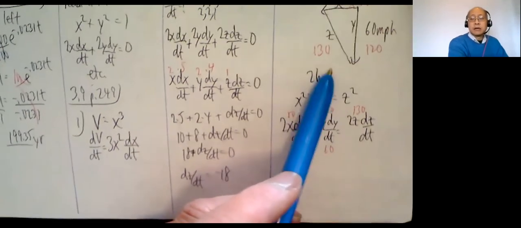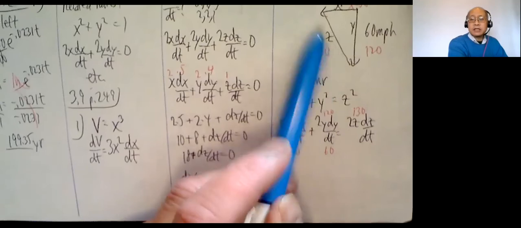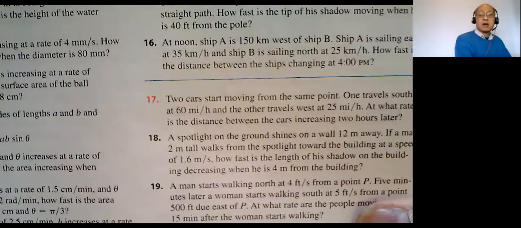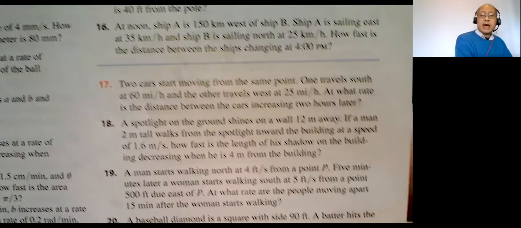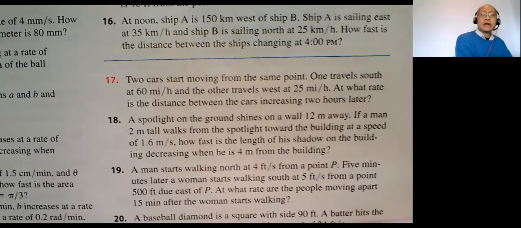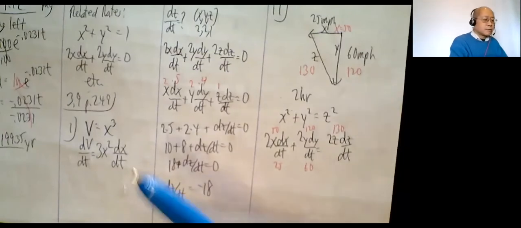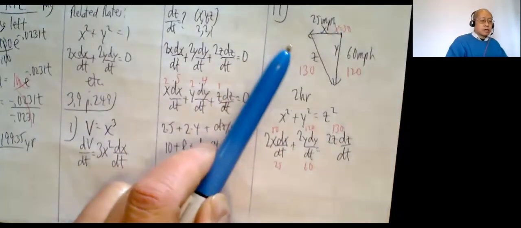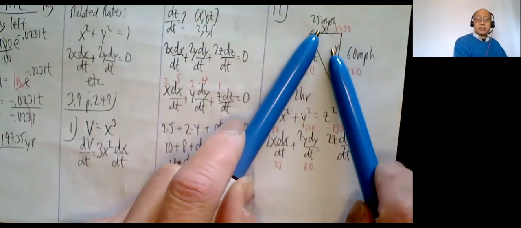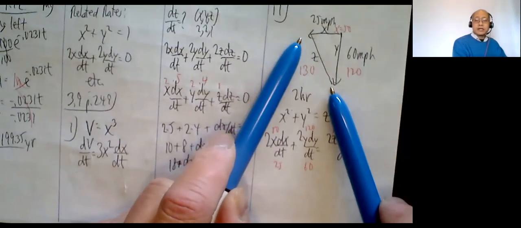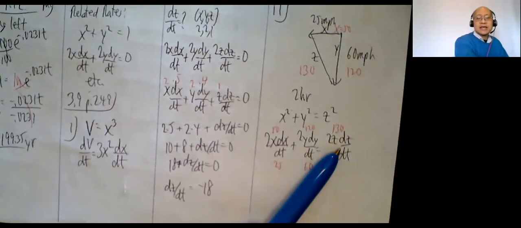What are we looking for? dz dt. How do I know that? It says rate of change that the cars are moving away from each other. See if I can show you that. For 17, at what rate is the distance between the cars increasing? Rate of change of the distance between the cars. Distance between the cars is z. So as one car goes this way and the other goes this way, right? They're moving apart at a certain rate. What is that rate of change? That's dz dt.